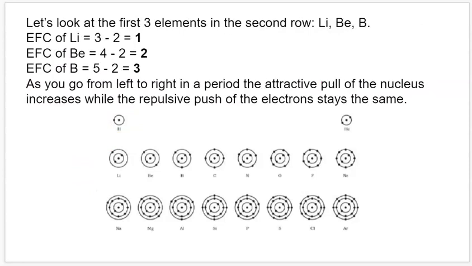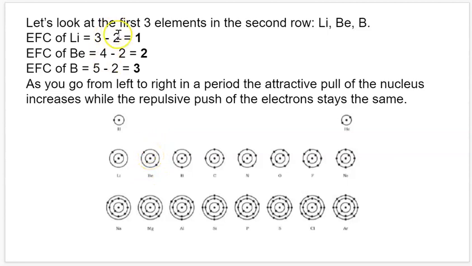So for an example of that, let's compare the elements lithium, beryllium, and boron, which are the first three in the second row. For lithium, we have 3 protons and 2 shielding electrons, which means we have an effective nuclear charge of 1, which is kind of like saying the valence electron in lithium is feeling the full pull of a single electron. Now, if we're going to go to beryllium, now we're adding a proton, but we're keeping the amount of shielding electrons the same because the amount of core shell electrons are the same.